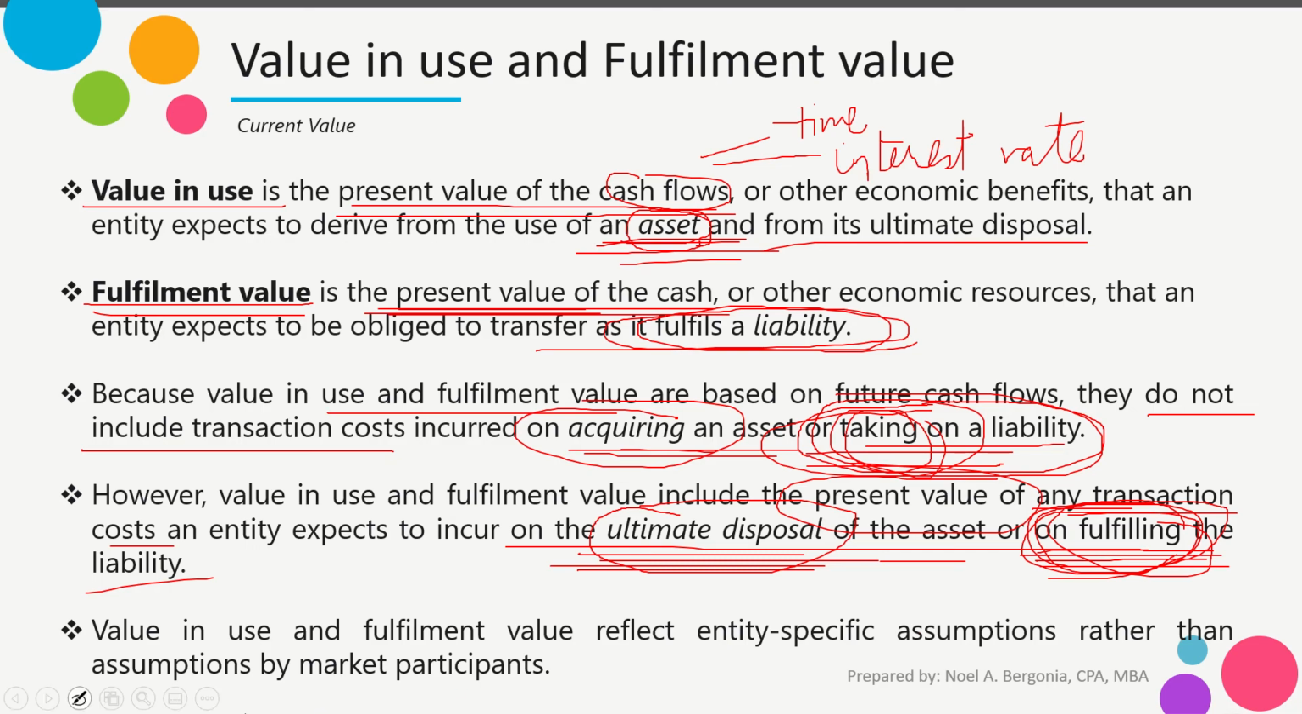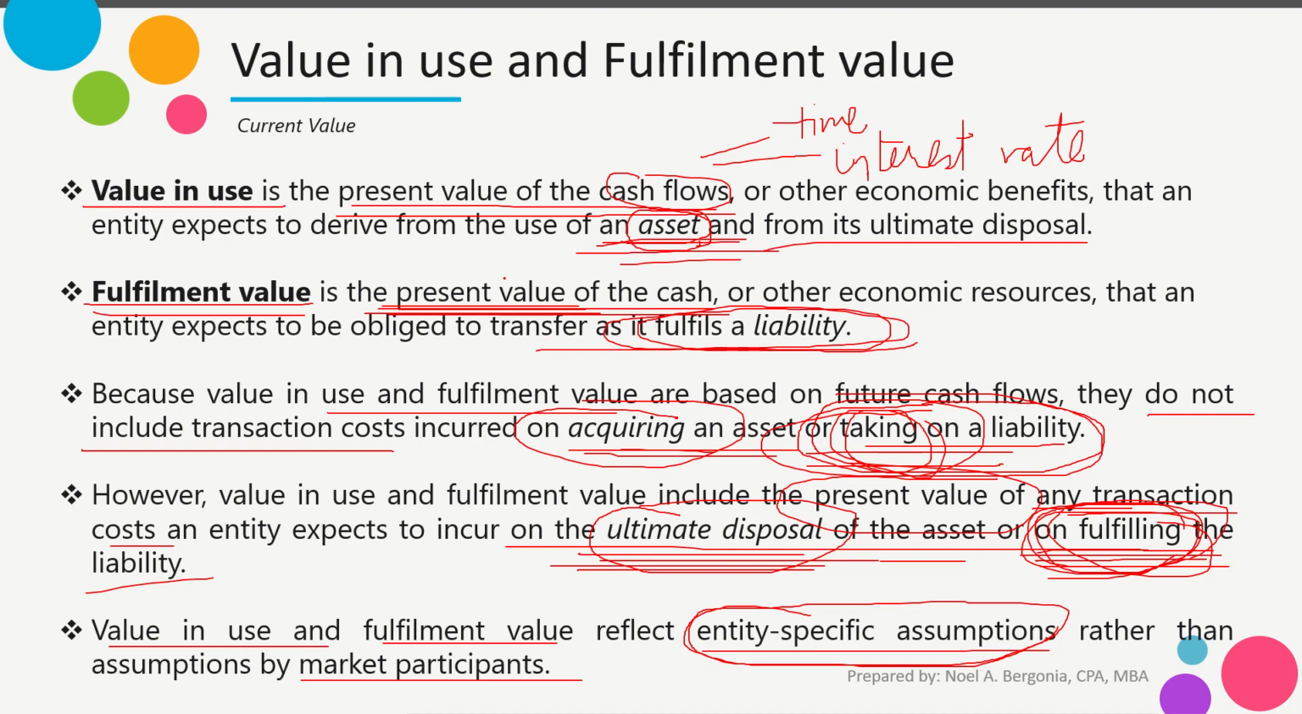Okay? Take note as well that value in use and fulfillment value reflect entity-specific assumptions rather than market participants. So, unlike with the fair value, which considers the market participants, value in use and fulfillment value do not use the market participants. Okay, kasi nga entity-specific. So, kung ano yung ini-estimate ni company na expected cash flows, no, which you're going to use in the computations, then yun lang po yung maisasama sa value in use and fulfillment value.